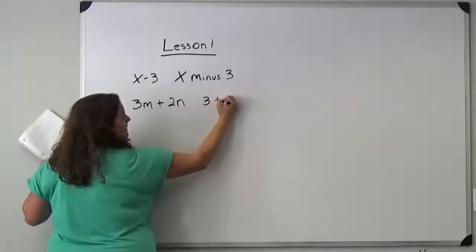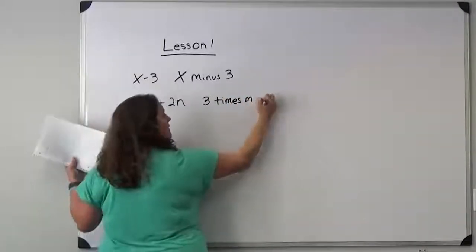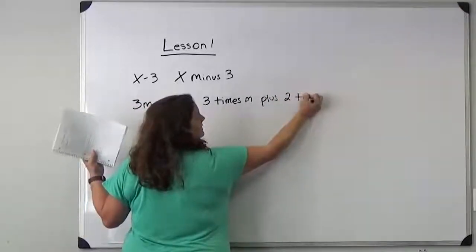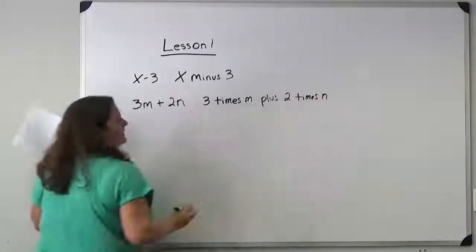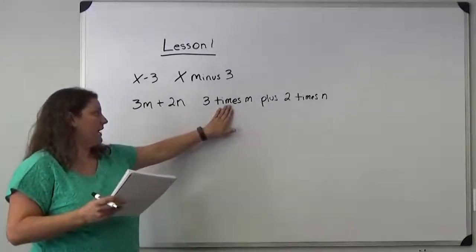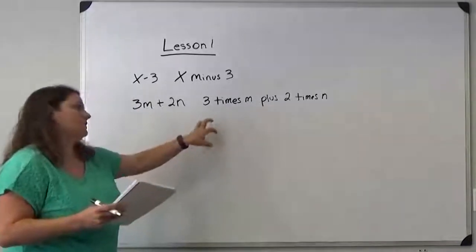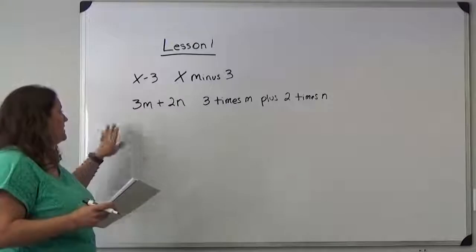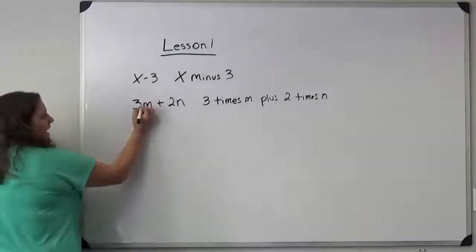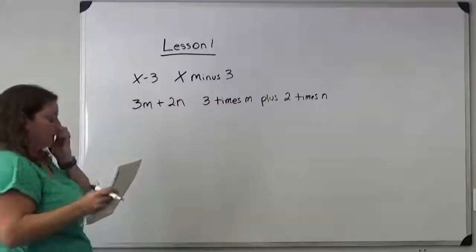3 times m plus 2 times n. So you could write times, you could write multiplied by, plus can also be added to. There's a couple options. There's more than one right answer, but you have to make sure you're taking care of everything that's happening. And when you have a variable attached to a number, that implies that they're multiplied together.